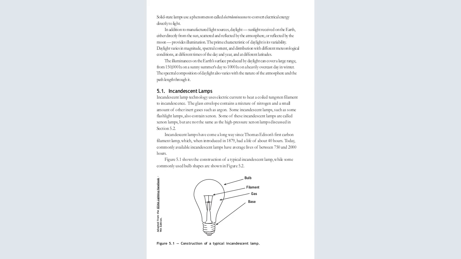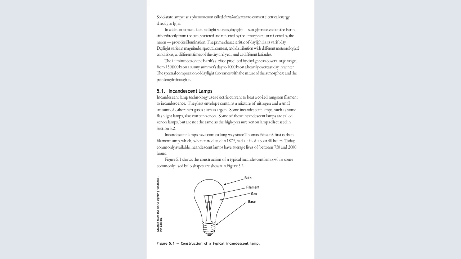Some incandescent lamps, such as some filament lamps, also contain xenon. Some of these incandescent lamps are called xenon lamps, but are not the same as the high pressure xenon lamps discussed in the next section. Incandescent lamps have come a long way since Thomas Edison's first carbon filament lamp, which, when introduced in 1879, had a life of about 40 hours. Today, commonly available incandescent lamps have average lives between 750 and 2,000 hours.